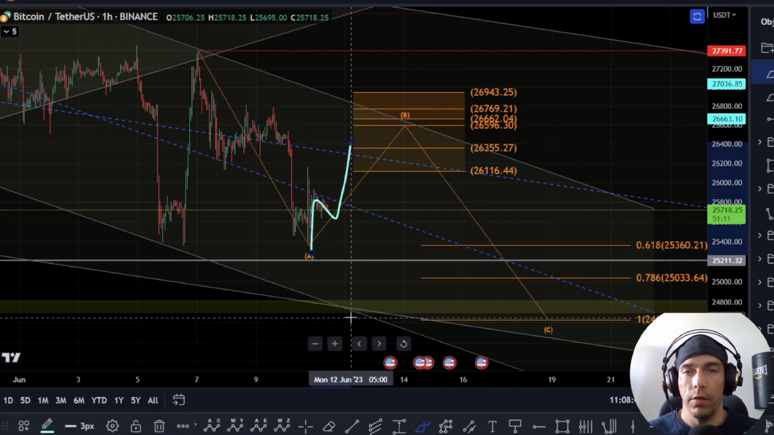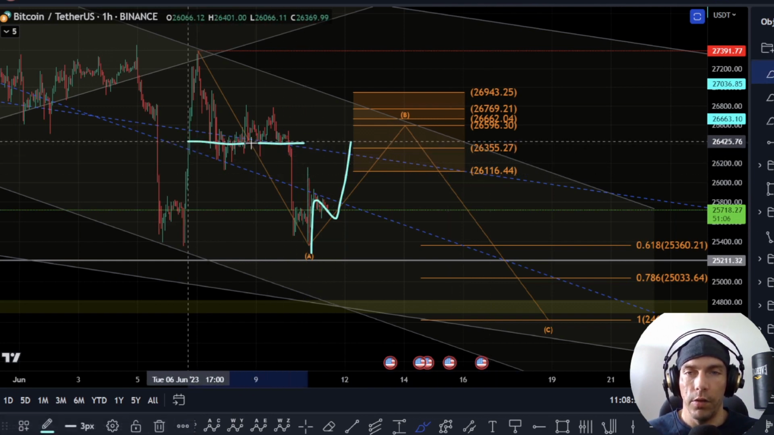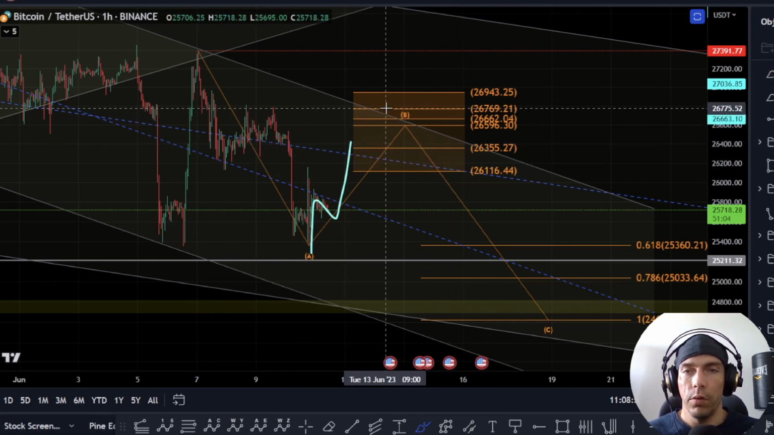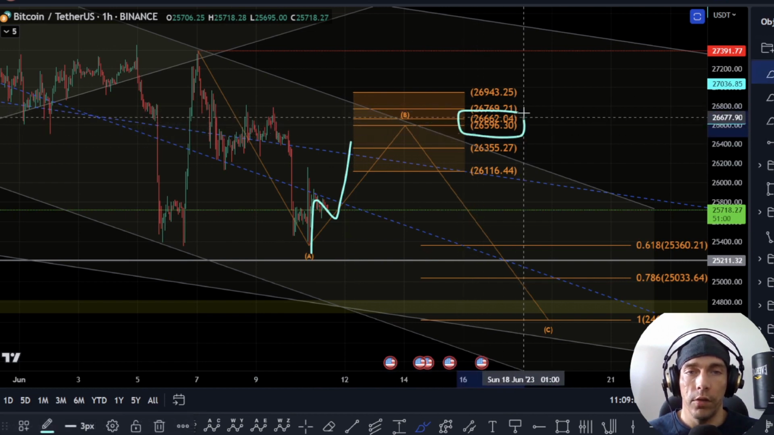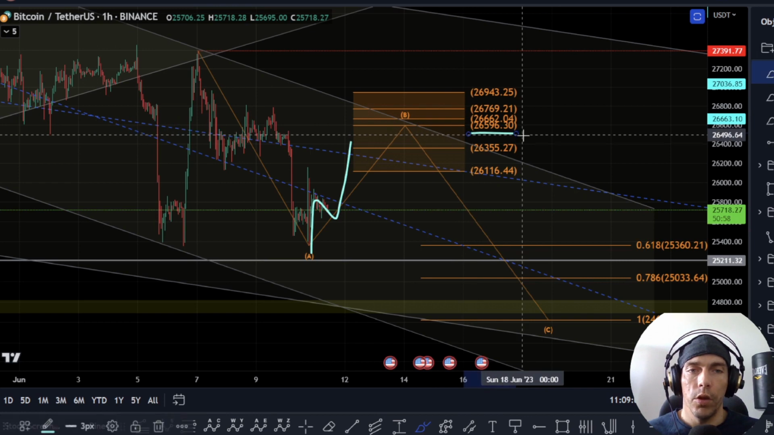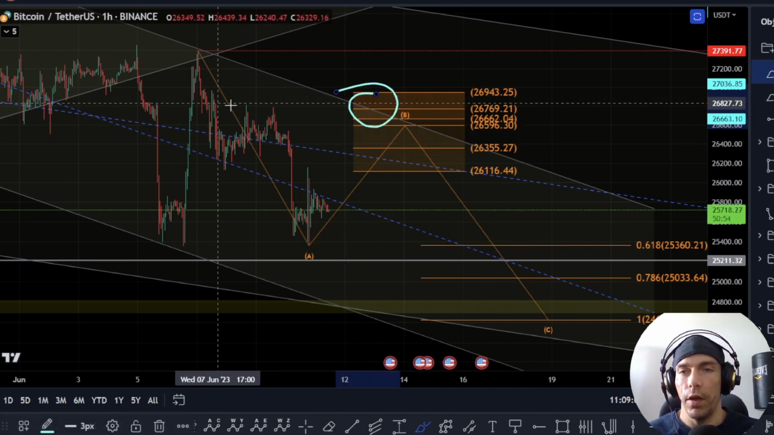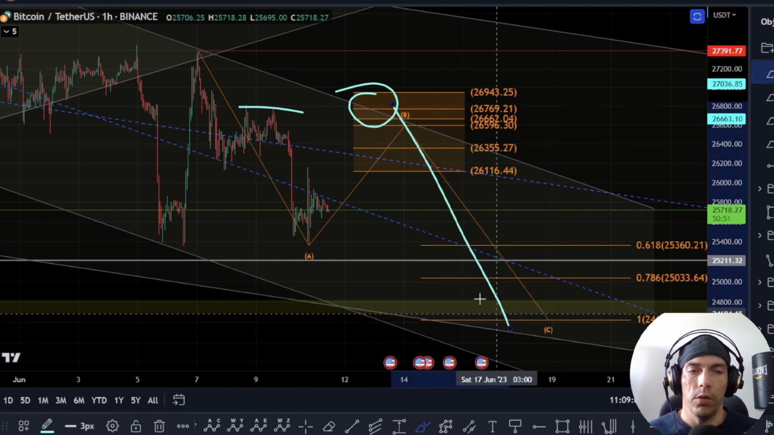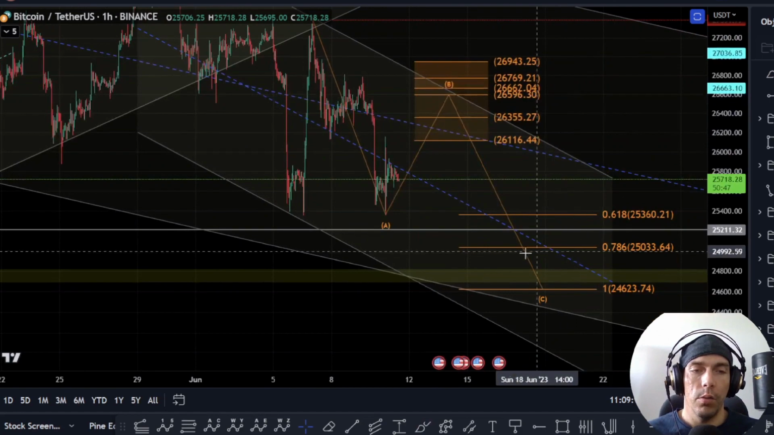Now, we could actually just get something simple like this, where we come back into this 50% line here, look to retest these levels. Or alternatively, if we do look to push up higher here, we do have the golden pocket sitting towards the zone of this 26,662 to this 26,596. Now, this would be potentially looking to actually sweep these highs over here before looking for that continuation to the downside.